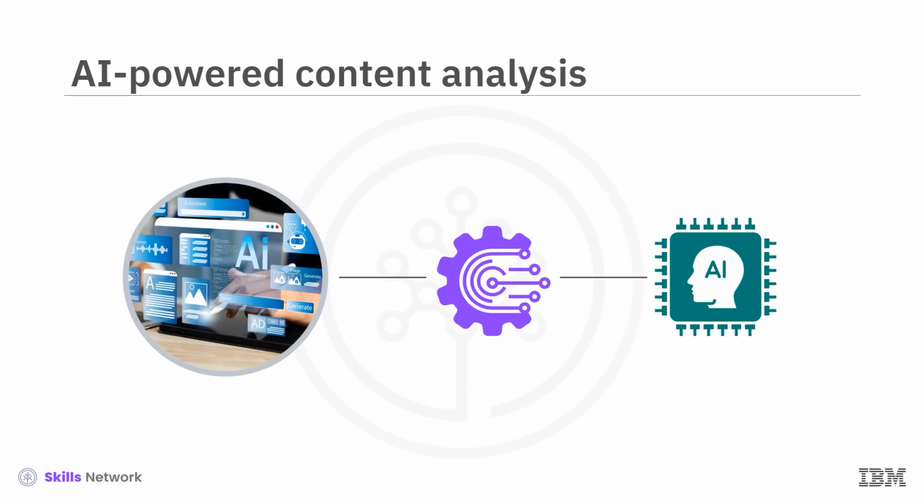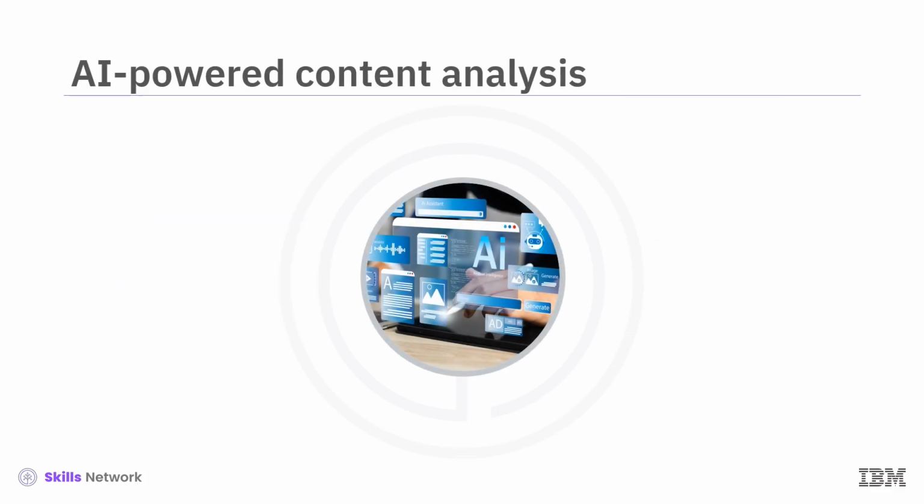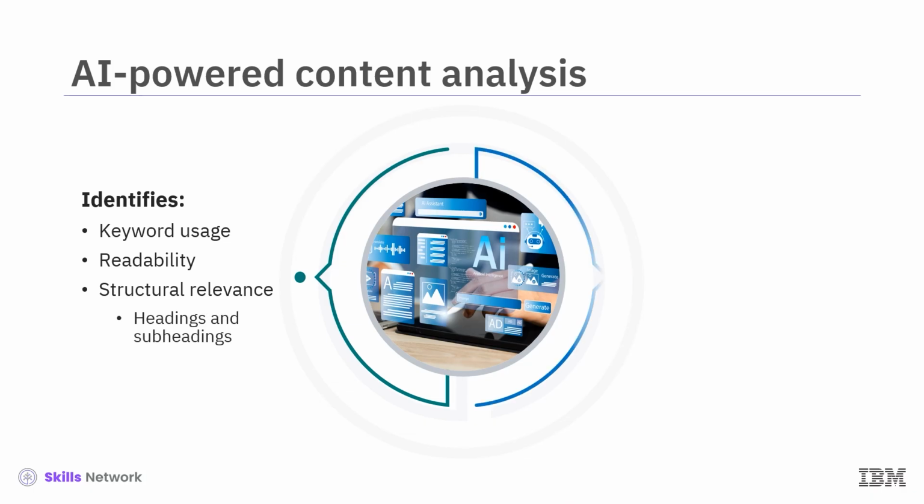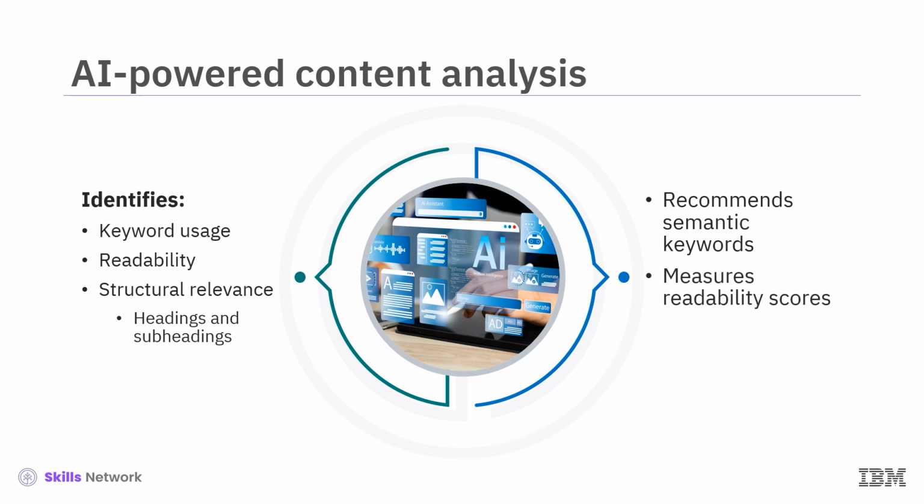AI-powered content analysis is in-depth. Gen AI tools analyze keyword placement, readability, and structural elements such as headings and subheadings. They also suggest semantic keywords to enhance engagement and contextual relevance. Additionally, AI tools assess readability scores, ensuring content remains clear and engaging.